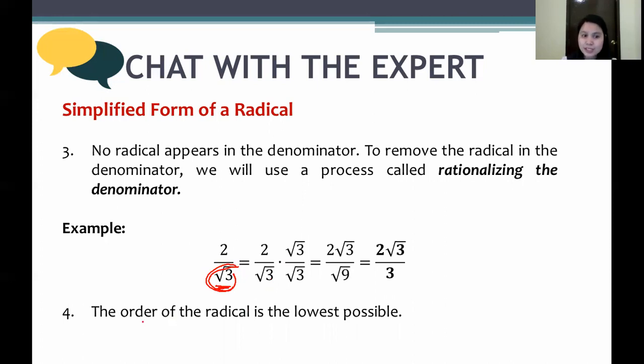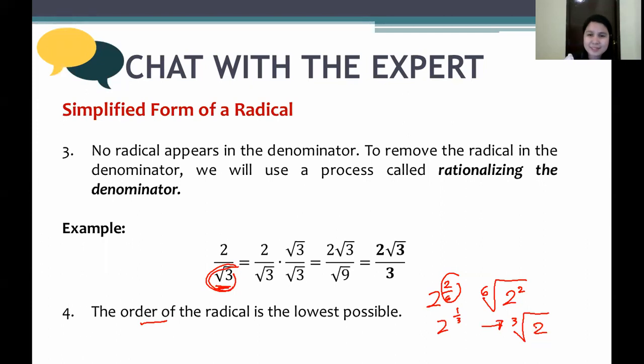And the last one is the order of the radical, to be already simplified. Example, 2 to the power of 2 over 6. Well, you can write it this way, but the exponent can still be simplified to 2 to the 1/3. So the simplest form is cube root of 2. That's how we do it.